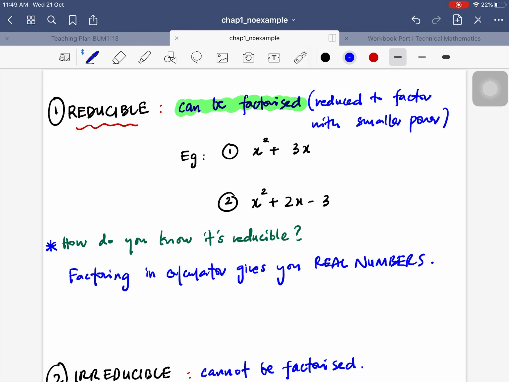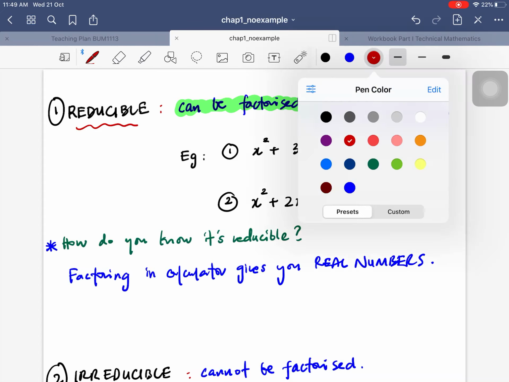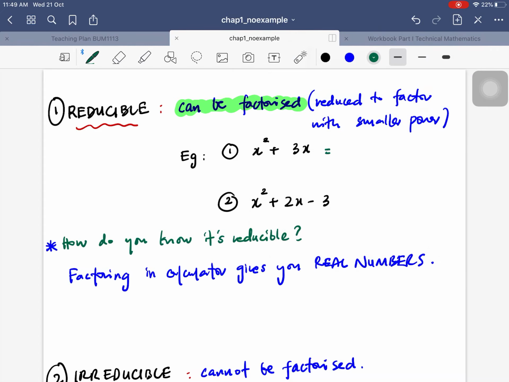For example, I have 2 over here. The first one is x squared plus 3x. If you have a look, the common term is x. I'm going to factor out the x, so I'm going to have x multiplied by x plus 3. So I reduce that to 2 linear factors, x to the power of 1 and also x to the power of 1. And the same goes for number 2 right here. I can factorize this to linear factors, so I'm going to have 3 and 1, with plus and also minus. Again, when we can factorize and make it into smaller factors with a smaller power than we previously had, that is called a reducible function.